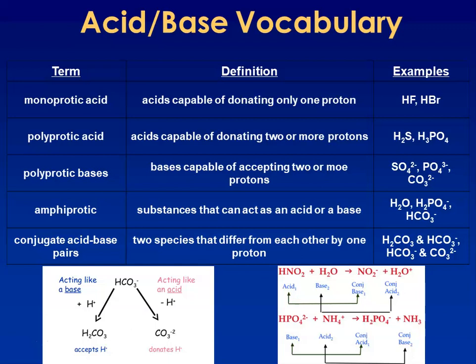Polyprotic bases are those that can accept more than 1 proton. So SO4 2- would be a diprotic base. It can accept 2 protons. Phosphate would be able to accept 3 protons. Carbonate would be able to accept 2.